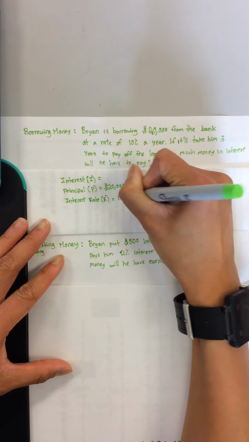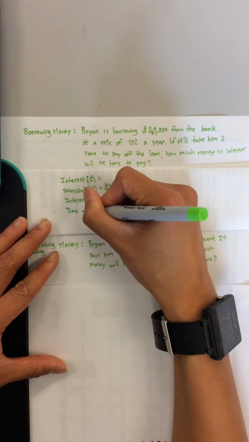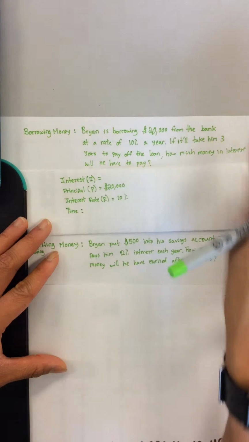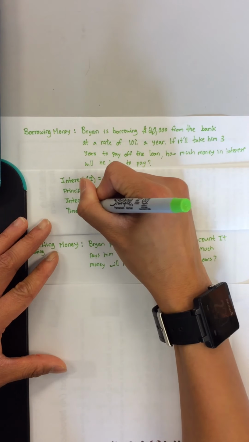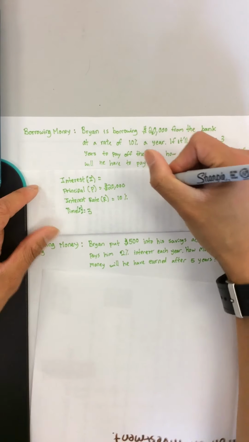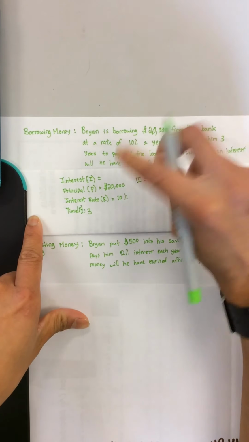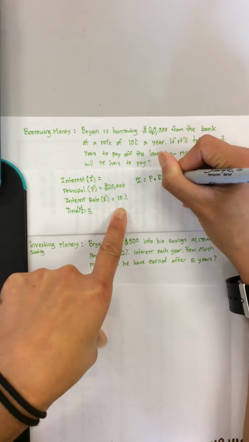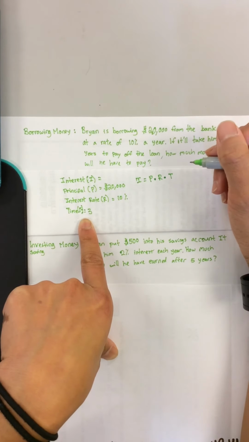That's 10%. And then time is really important, because how long it takes for someone to pay off their loan affects how much money they're going to be paying in interest. So if it's taking him 3 years to pay off his loan, I'm going to write time as 3, and we represent that with the letter T. And then the formula to find interest is I equals the principal, the amount of money that you originally borrowed, times the rate, the interest rate, times time, the amount of years or months or however long it takes for you to pay off this loan.